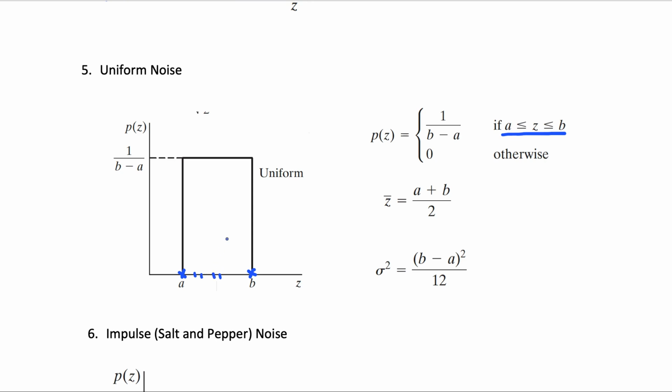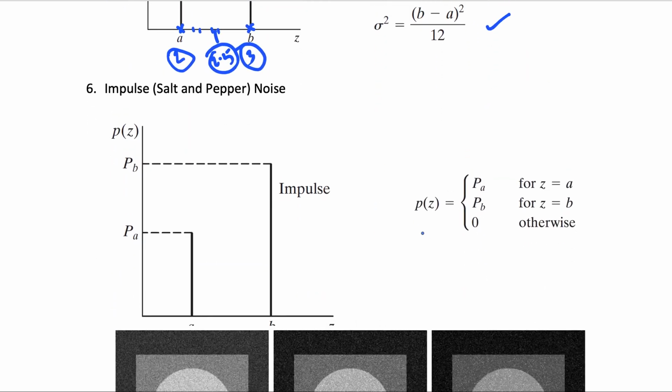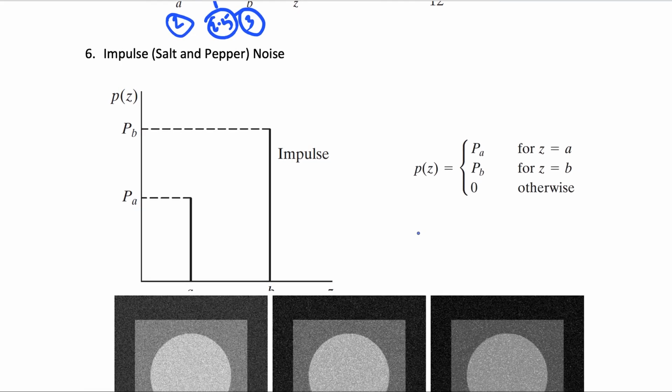For example, if I have a value here, let's say 2, and I have a value here, let's say 3, and this will be 2.5. So there will be an equal amount of 2 values, equal amount of 2.5 values, and equal amount of 3 values in the entire noise signal. And this is the mean value that is given, and this is the variance. Mean value will be the center value of this a and b, which is given as a plus b by 2. Next one is another important noise signal, that is the impulse noise or the salt and pepper noise.